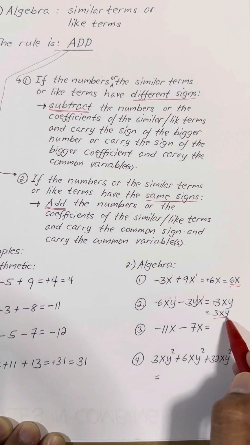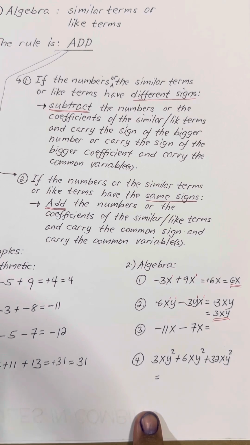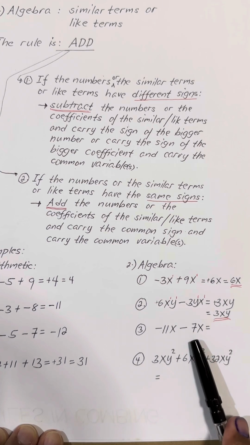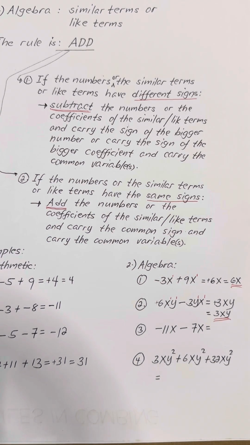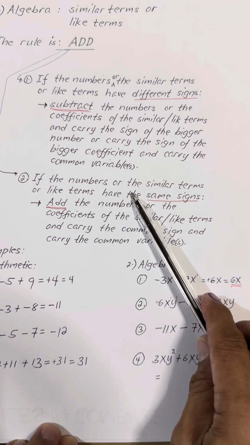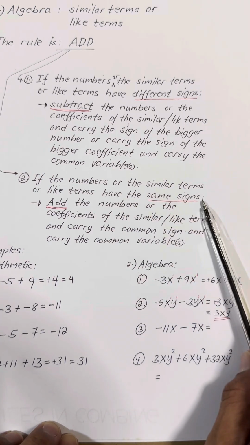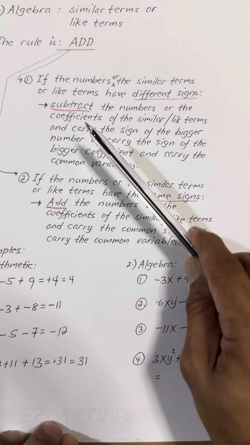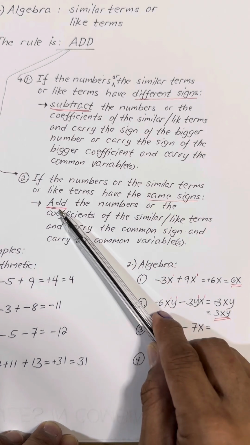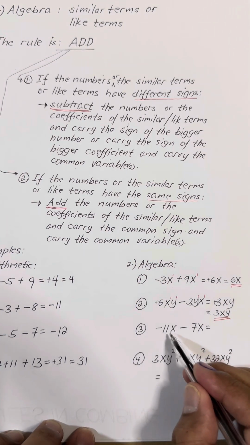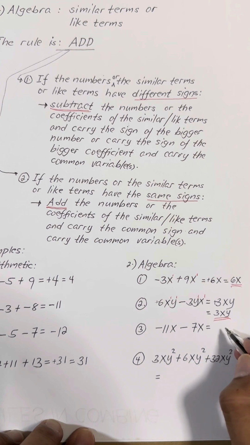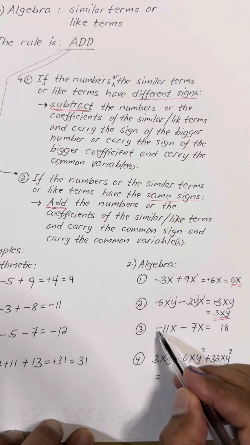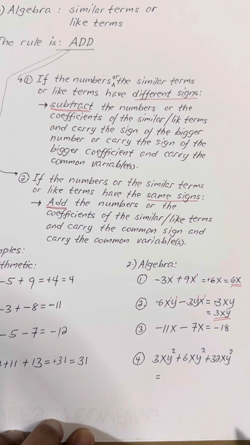Okay? Then how about the third example? We want to combine this. Again, they carry the same sign, so that falls under rule number 2. If the similar terms, or like terms, have the same sign, negative, then when we combine them, since they have the same sign, we add the coefficients. So 11 plus 7 is 18. And then it says to carry the common sign. What is the common sign? The common sign is negative, so you put negative in front of the number 18.